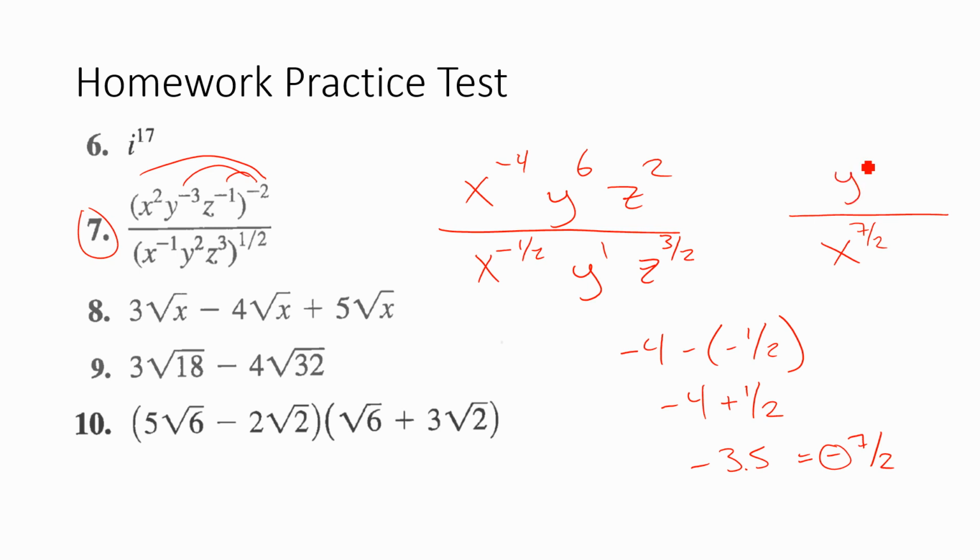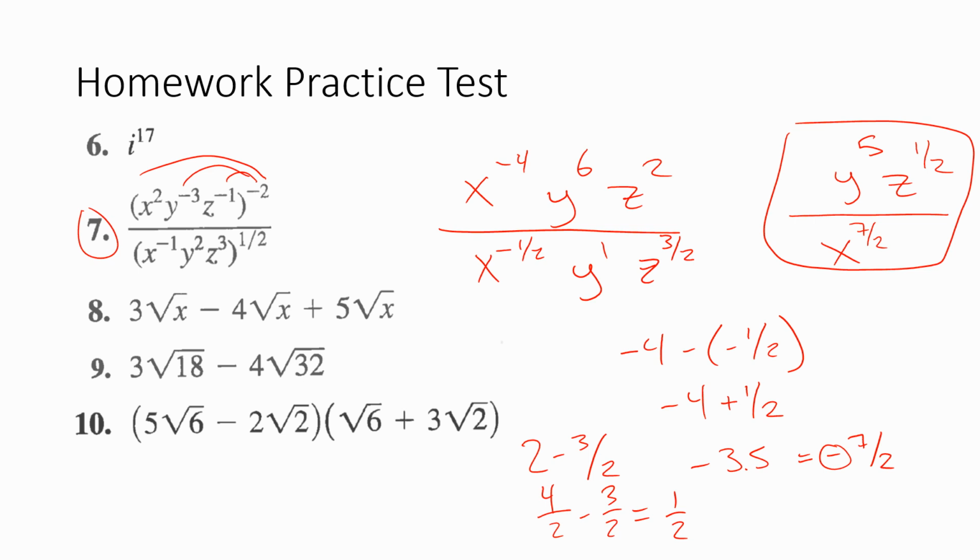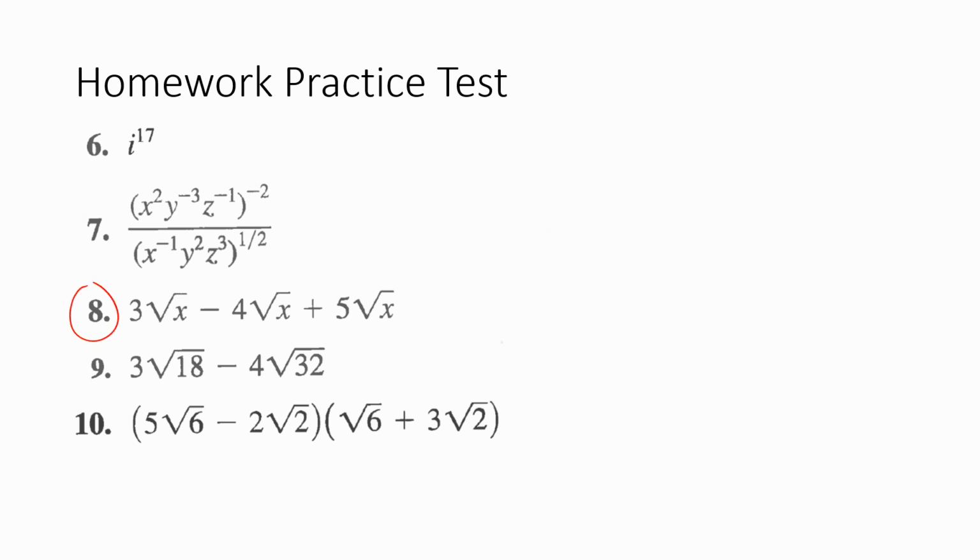6 minus 1 is 5. And then for the z's, we have 2 minus 3/2. 2 is the same as 4/2. Minus 3/2 is 1/2. So we will have z to the 1/2 in the numerator. Number 8, 3 minus 4 is negative 1 square root of x plus 5 is going to be 4 rad x.